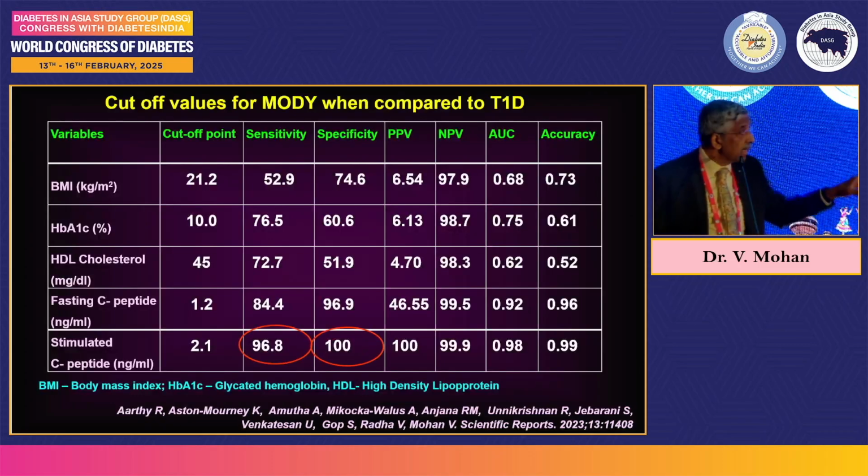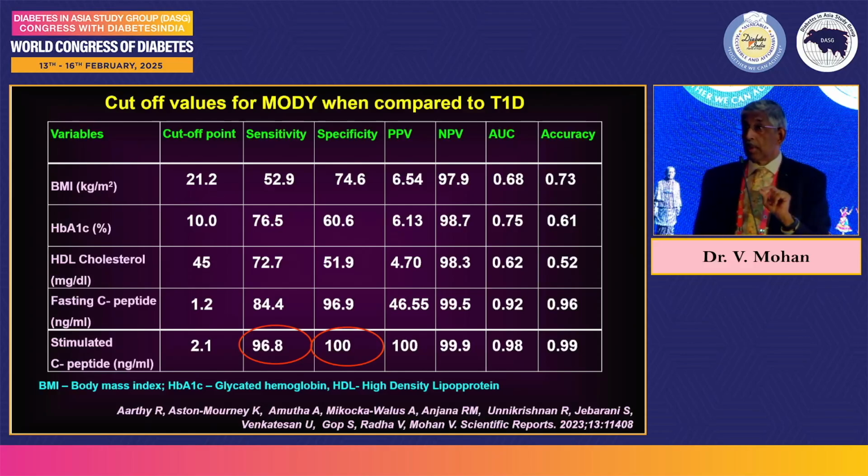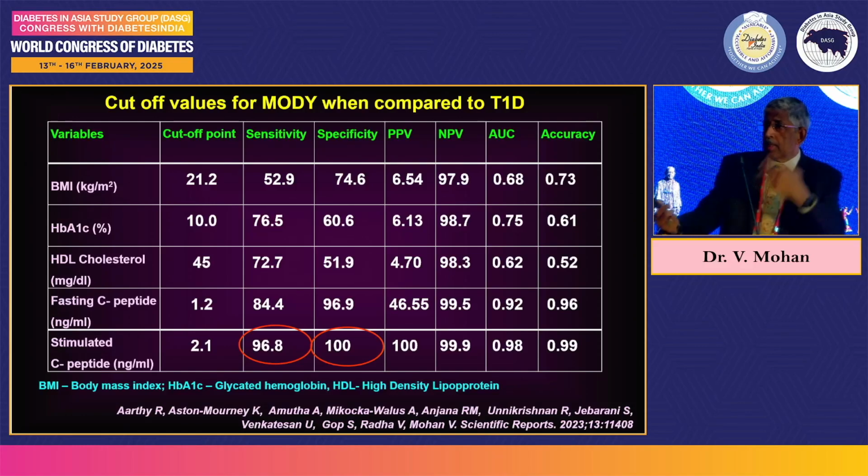So if you look at the sensitivity and the specificity of the stimulated C-peptide, it's almost coming to 96% sensitivity and 100% specificity. The fasting is not that good. But the stimulated C-peptide, what is stimulated? Take a breakfast, 90 minutes later, take one sample.